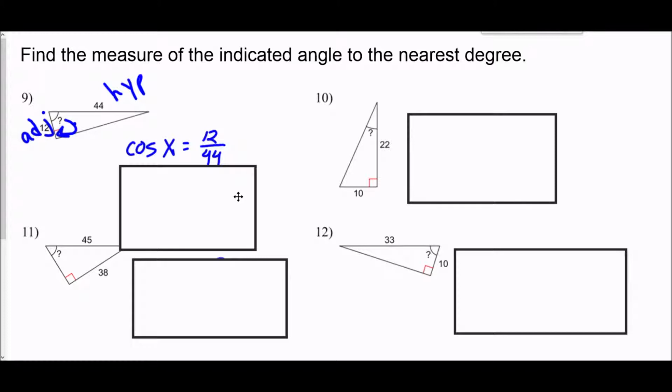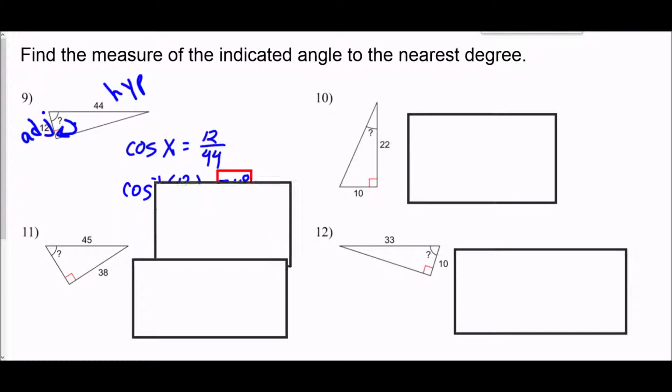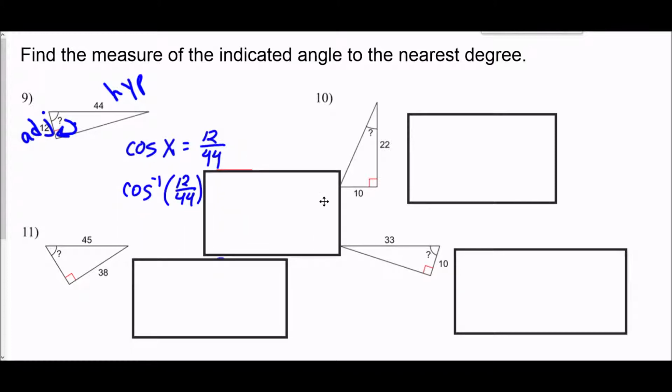The reason I wrote it as cosine of x is because we have the adjacent and we have the hypotenuse. And the trig ratio for taking an adjacent and hypotenuse and writing it as a fraction is cosine. Cosine is taking the adjacent and hypotenuse. So now, in your calculator, you can do the inverse cosine of 12 over 44. If you type that into your calculator, it's going to give you 74 degrees. Rounded to the nearest degree, it rounds to 74.